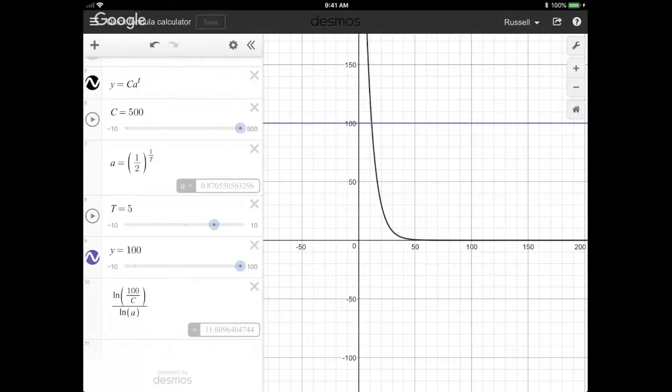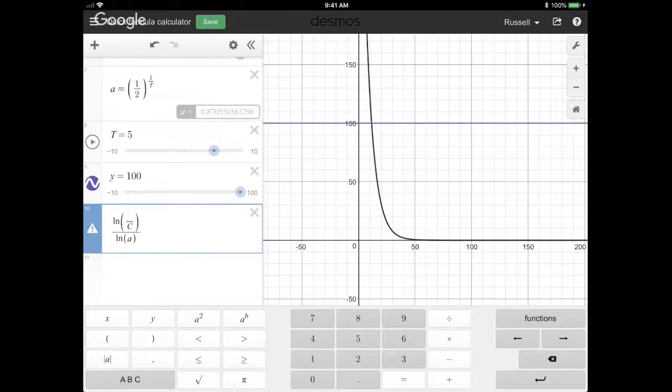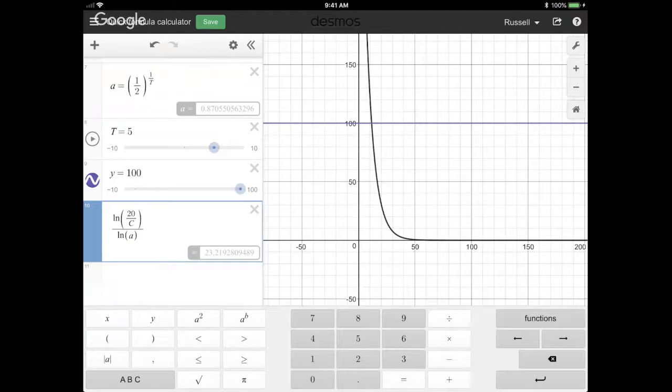What do I need to change? I need to change my target value right here, and that is it. Oh, and that's the number we got. Yeah, so there you go. It's that simple.